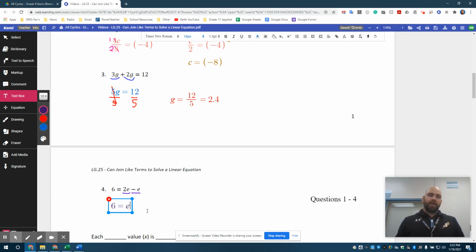Now you'll notice here that we've actually already solved for e. We didn't have to do any multiplying or dividing. We just had to combine our terms. And in fact, we get that e is equal to 6. And that is the end.